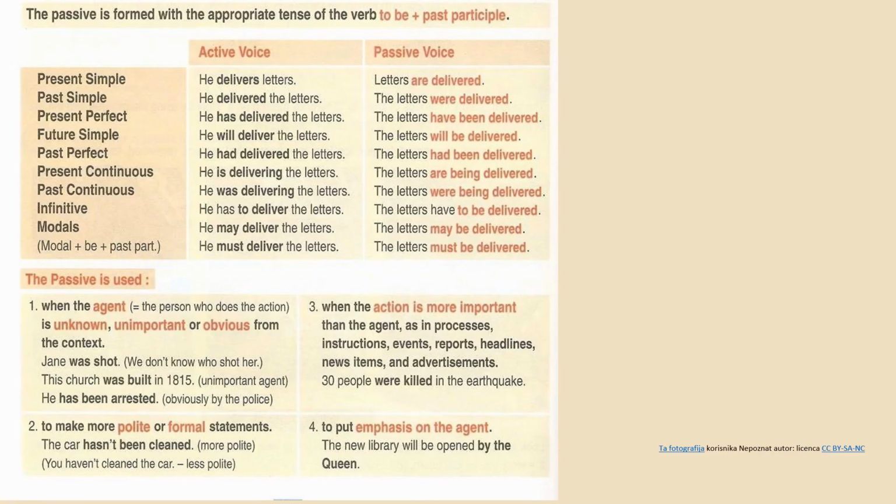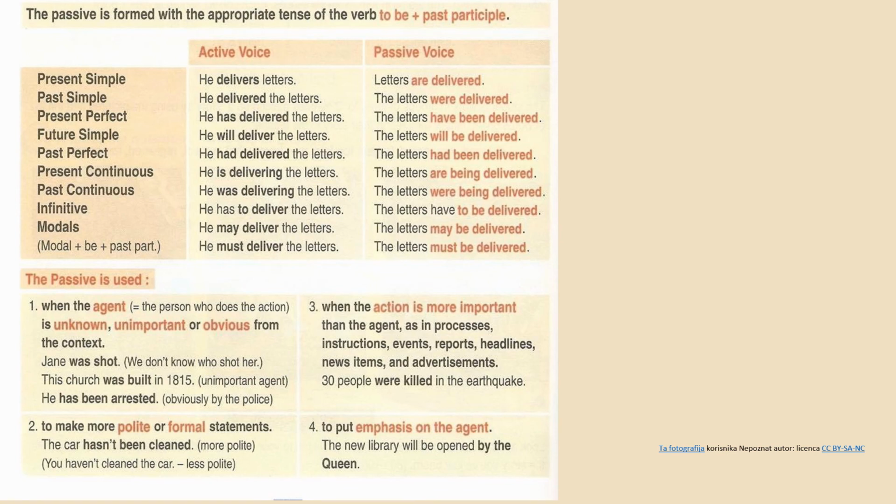Remember that the passive voice is formed with the appropriate tense of the verb to be plus the past participle. So you need to be very careful when deciding which tense it is in the active sentence in order to make a correct passive sentence. For example, for present simple: he delivers letters. The correct passive voice is: letters are delivered. You can find all the other tenses in this table as well.